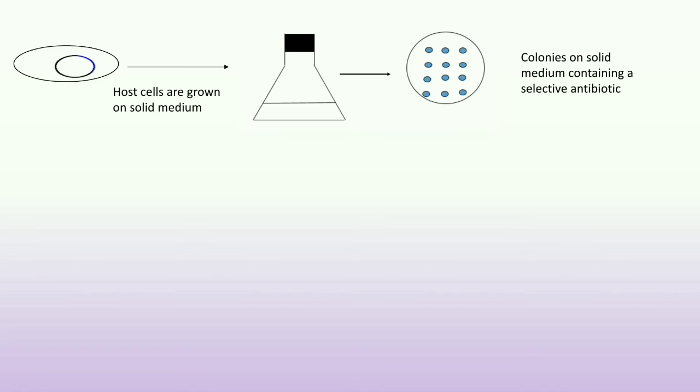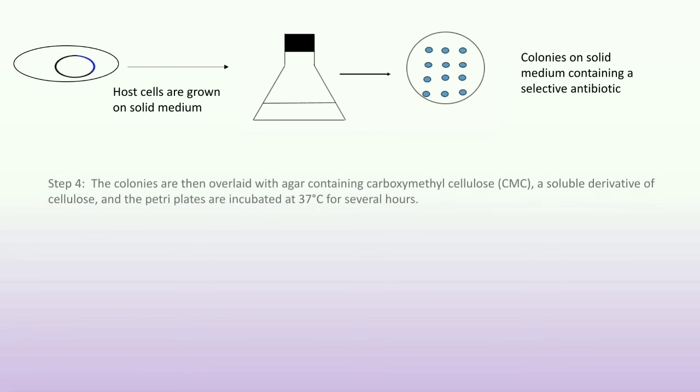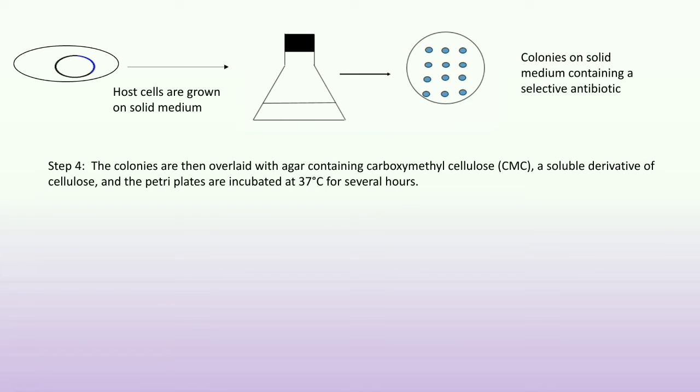For this, we grow the colonies on a solid medium. After this, the colonies are overlaid with agar containing carboxymethyl cellulose. Carboxymethyl cellulose is abbreviated as CMC. This carboxymethyl cellulose is a soluble derivative of cellulose, and the Petri plates containing this CMC are incubated at 37 degrees Celsius for several hours.